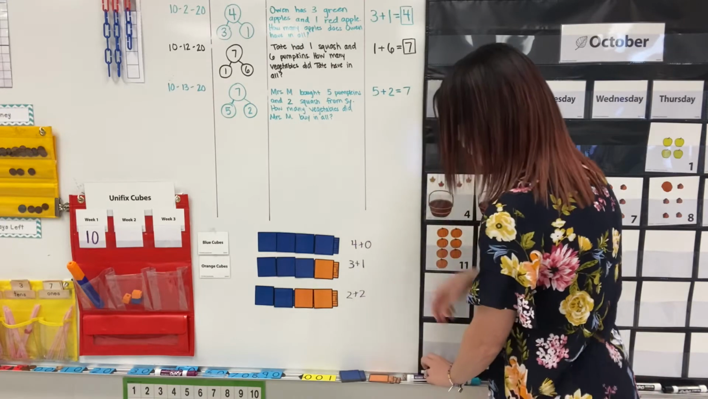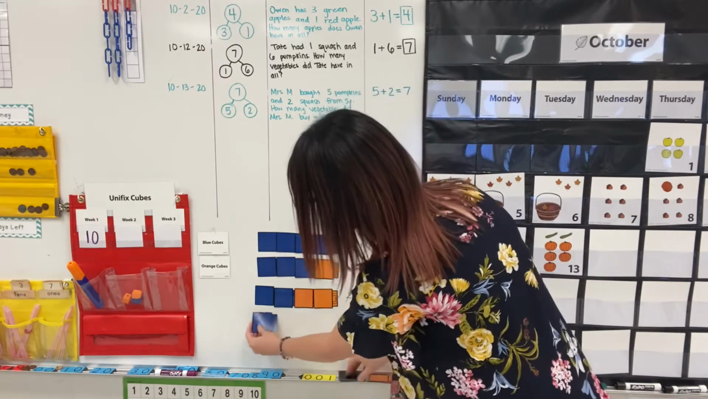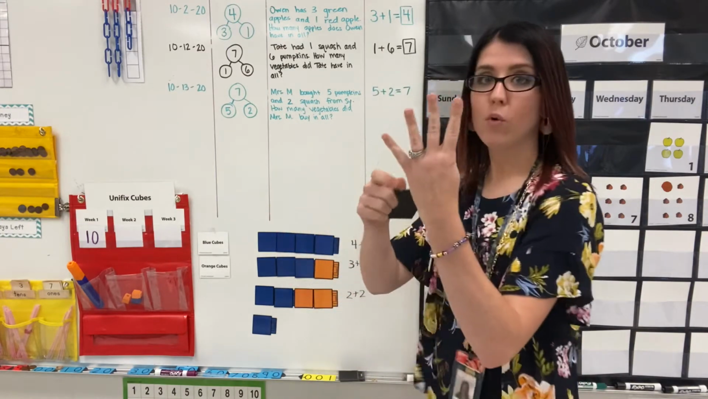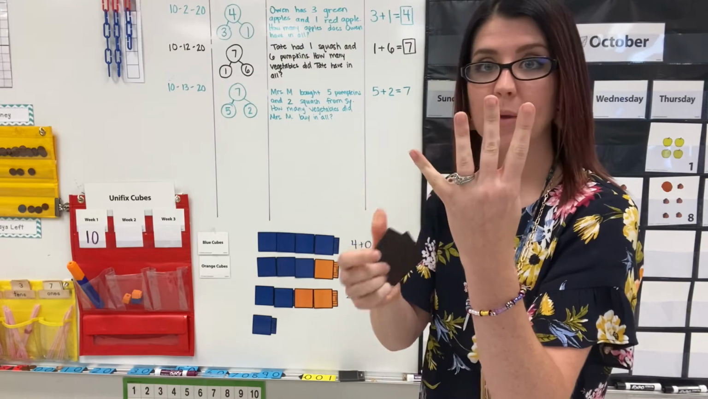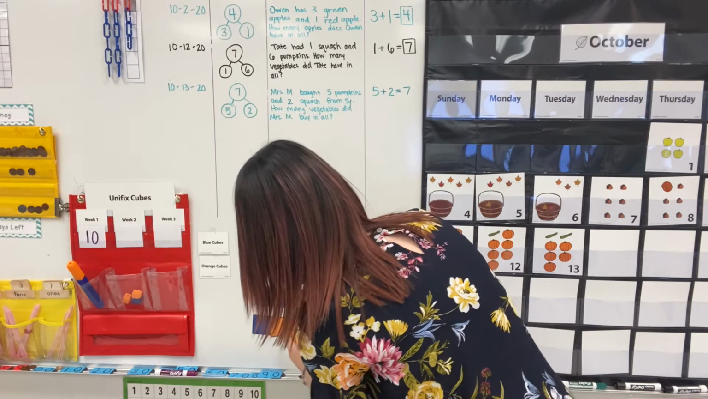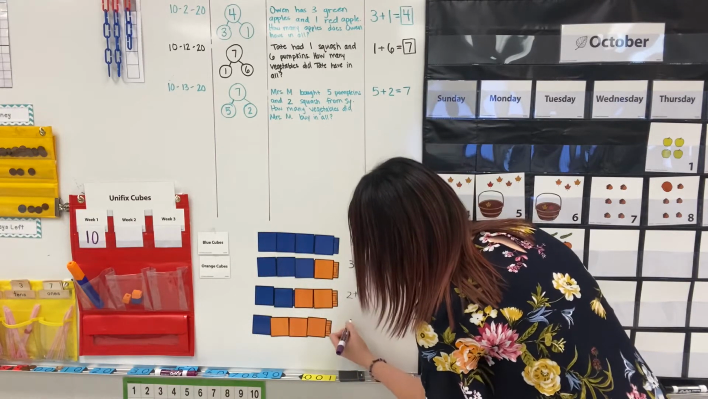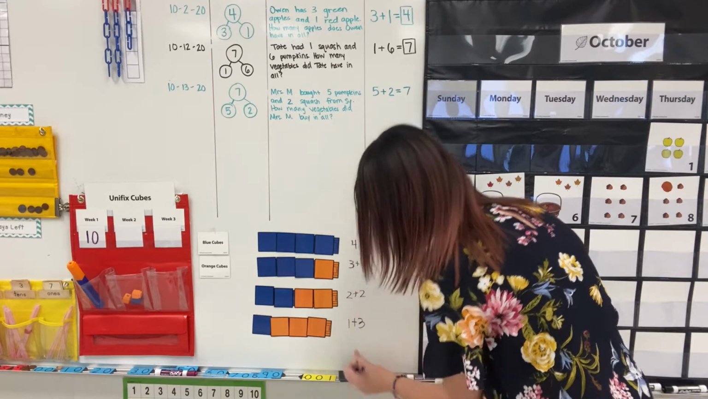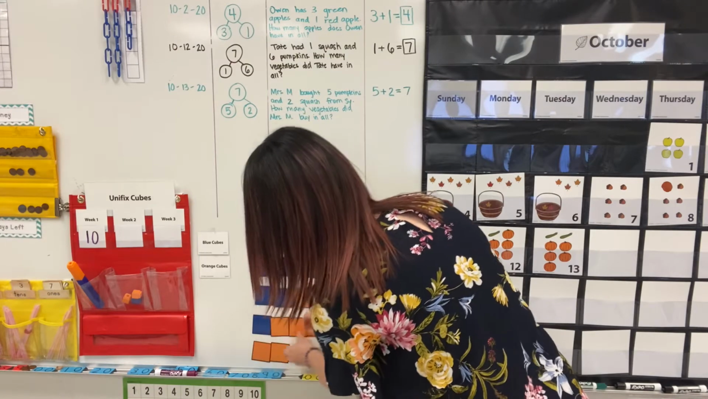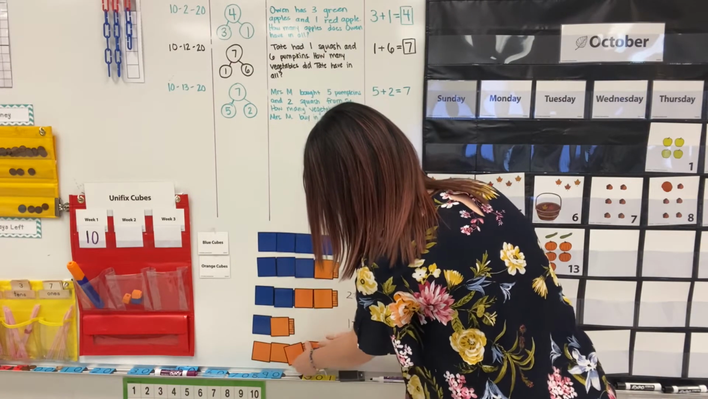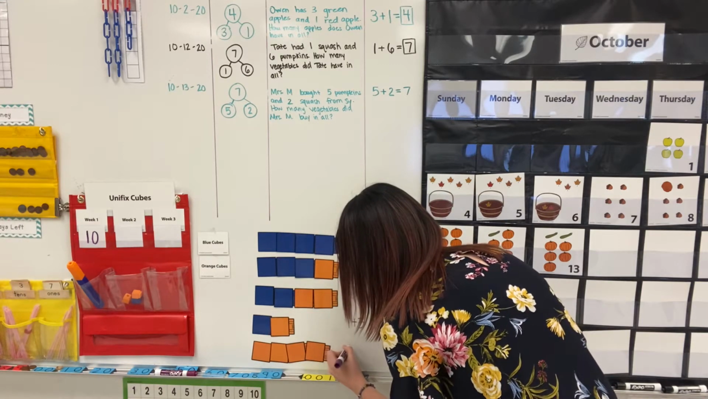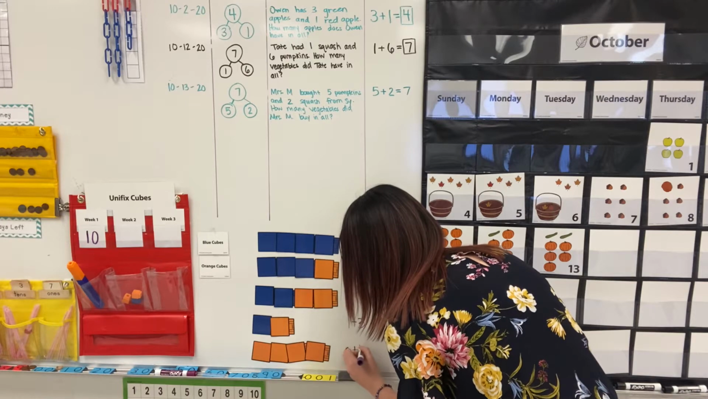What else could I get? Ooh, I could get just 1 blue, and then how many would be orange? If I'm getting 4 and only 1 of them is blue, how many must be orange? 3 would be orange. So I could get 1 blue and 3 orange, or could all 4 of them be orange? And I don't even have enough blocks for that. All 4 of them could be orange. So that would be 4 orange and 0 blue.